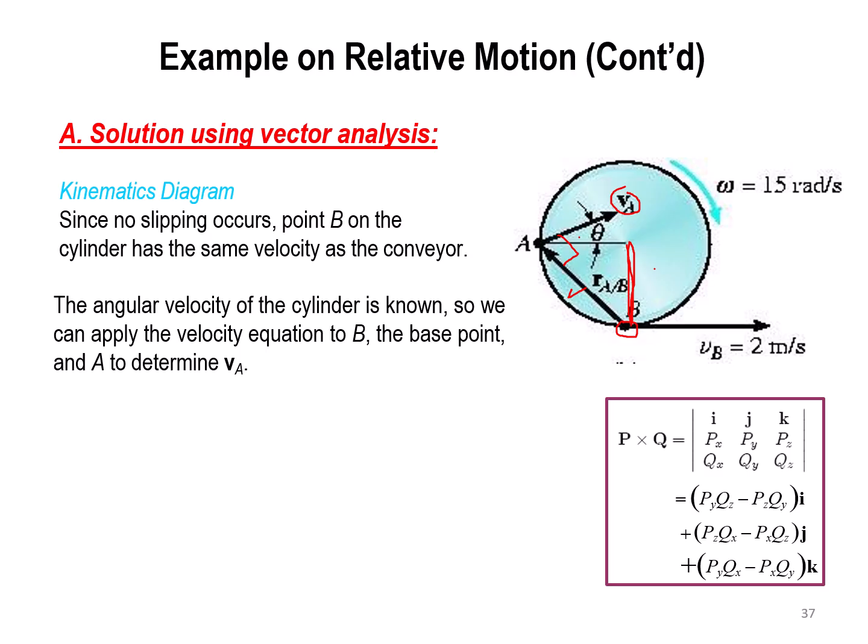The angular velocity of the cylinder is known, so we can simply apply the velocity equation to B, with A as a base point, to determine the value for VA. So we're using the velocity equation that says VA is equal to VB plus omega multiplied by RAB. Now the known VB is 2 meters per second.